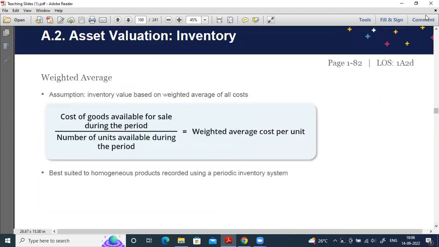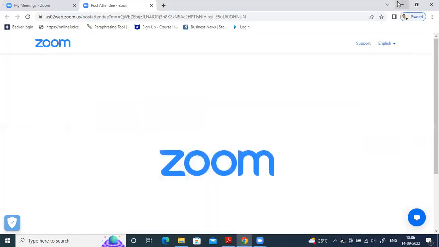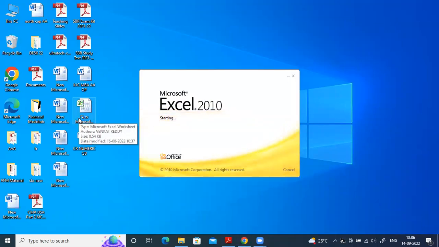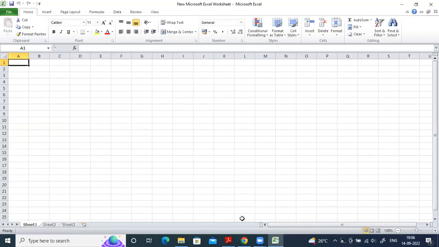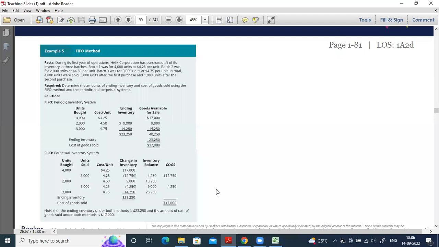Now, if you try to do it with the method which I showed, let me share my Excel sheet. Sir, I had one doubt, sir. Yes. Sir, for units sold 1,000, why are we doing 4.25, sir? Okay, yeah. Now let me explain this.